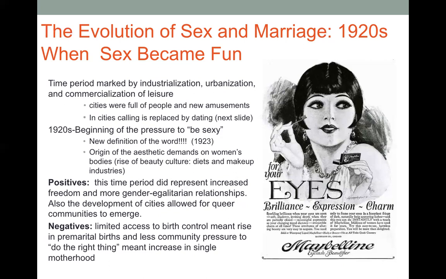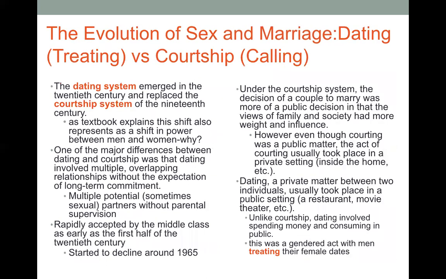I'm going to come back to this slide, but first I'm going to talk about the distinction between the dating system and the courtship system. The courtship system was the predominant premarital process by which you interacted with potential marriage partners during the 19th century. Sometimes this system is also called calling, because if you were the man, you would call upon the woman you're interested in, at her home.